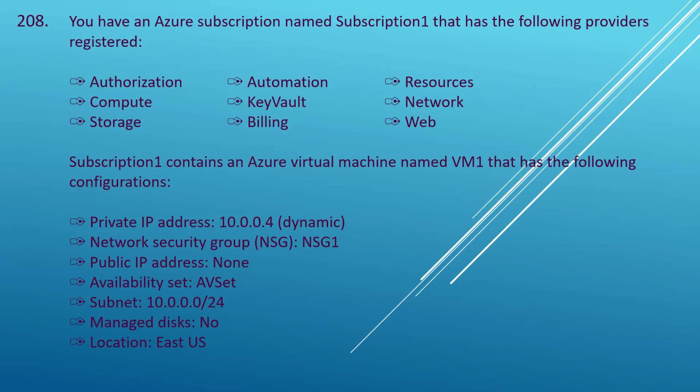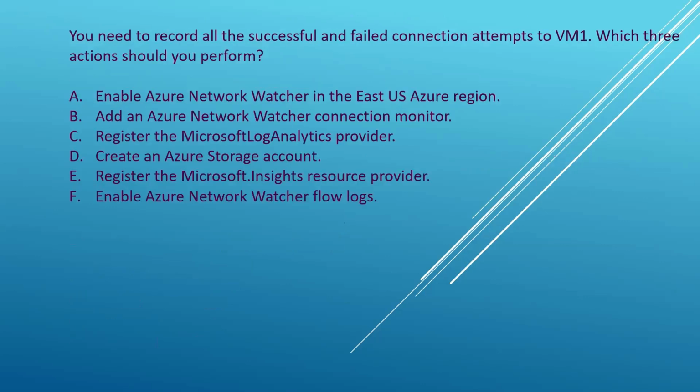Private IP address is defined as dynamic and it is currently set to 10.0.0.4. Network security group is NSG1. Public IP address does not exist. Availability set name is AV set. And the subnet is 10.0.0.0/24. There are no managed disks and the location is East US. You need to record all the successful and failed connection attempts to VM1. Which 3 actions should you perform?